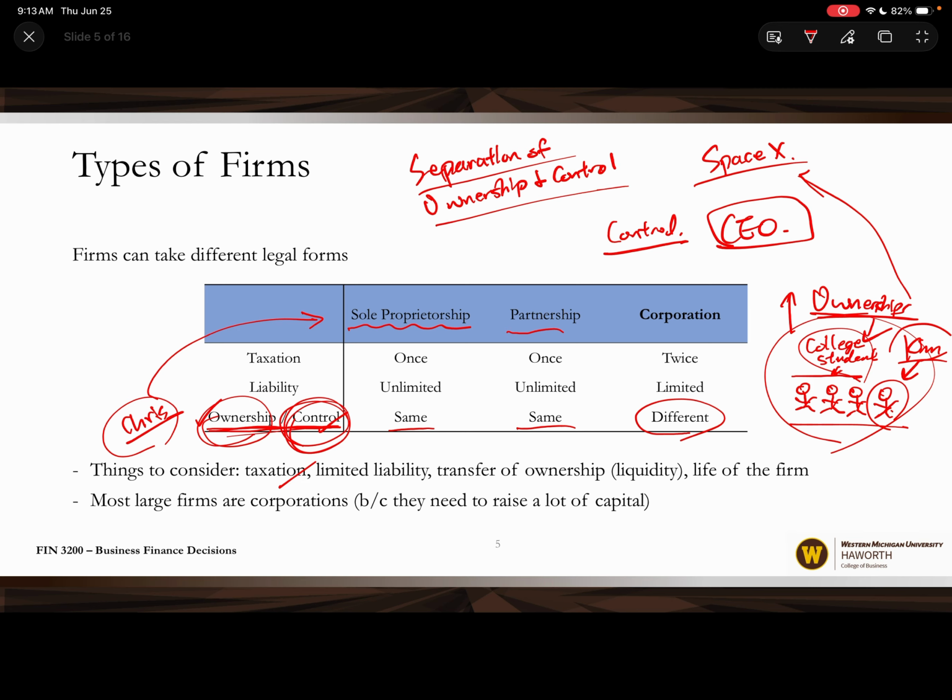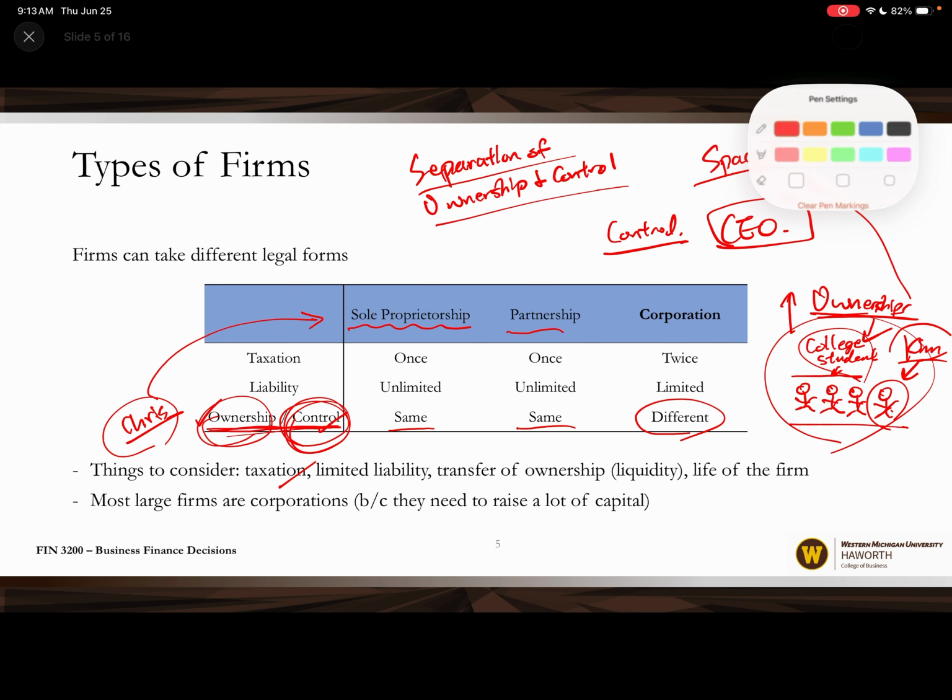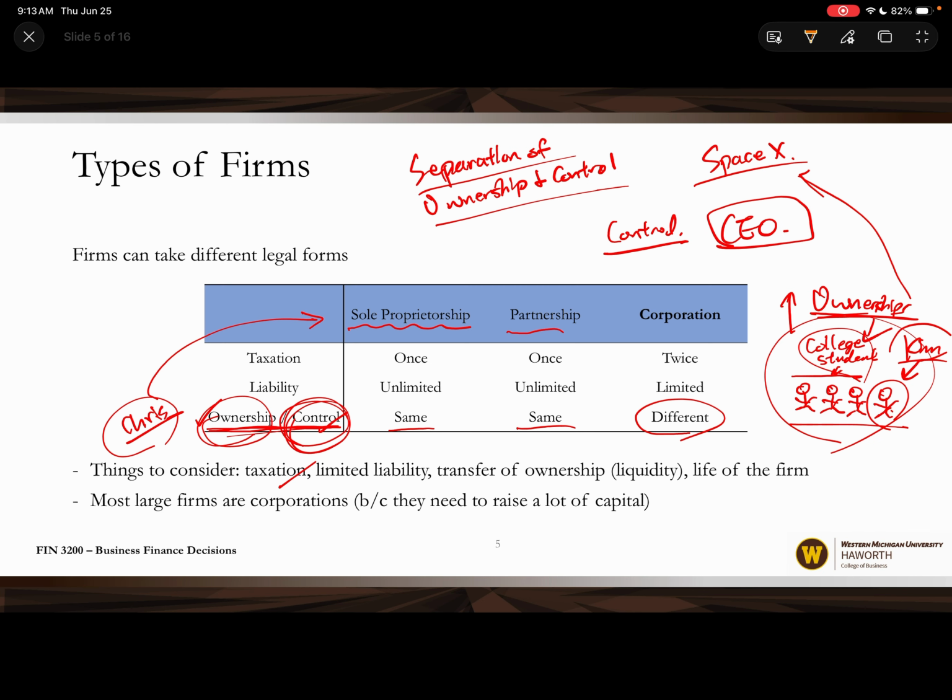Okay, so when we talked about the double taxation, we said it was clearly a disadvantage of being in a corporation, right? So if you think about the separation of ownership and control, think whether it's a good thing or a bad thing. Okay, so I'll give you like 10 seconds. Maybe you can pause. Yeah, it's important to think.